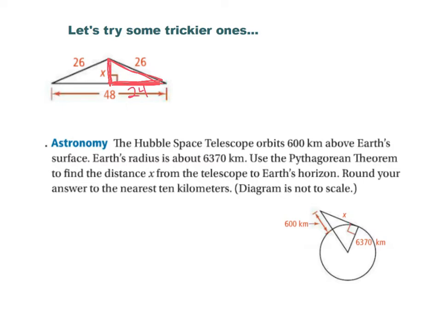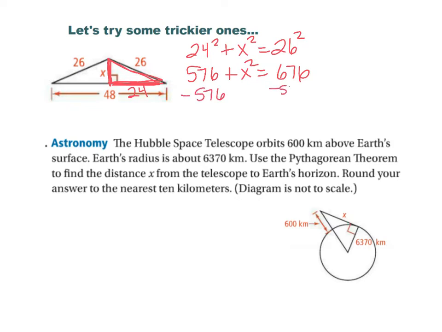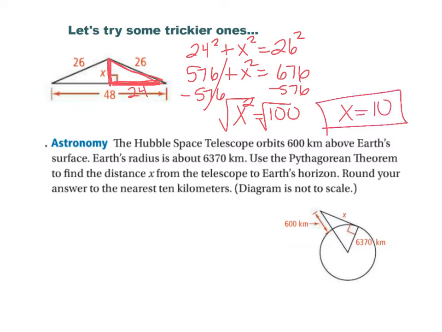Looks like I'm looking for the other leg. So I'll have 24 squared plus x squared equals your hypotenuse squared. Okay, I don't know these off the top of my head, so I'm going to punch that in. All right, so I've got 576 plus x squared equals 676. Subtract the 576, and you have x squared equals 100. And so this one works out nice for us. x is going to equal 10. That's the height of that triangle.